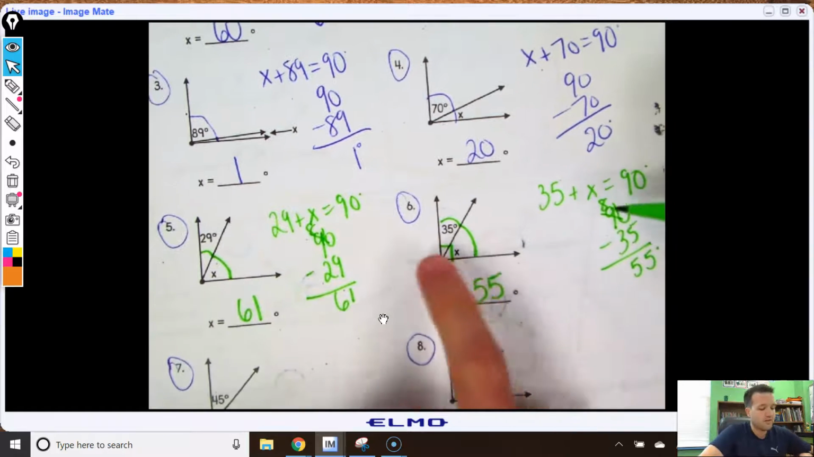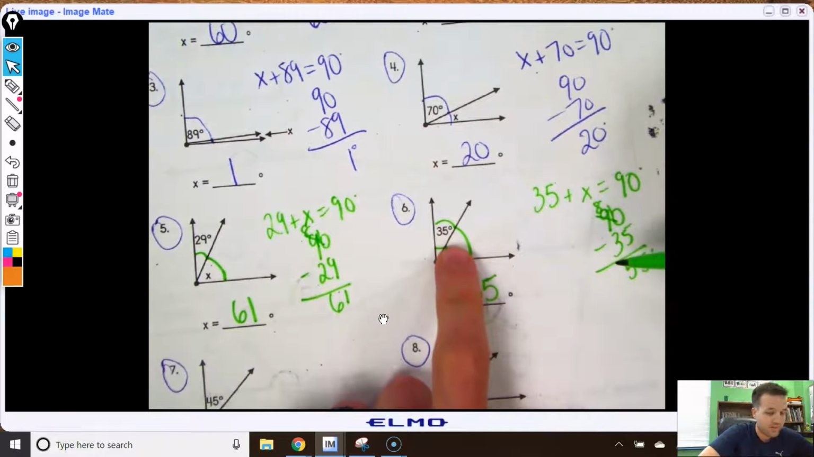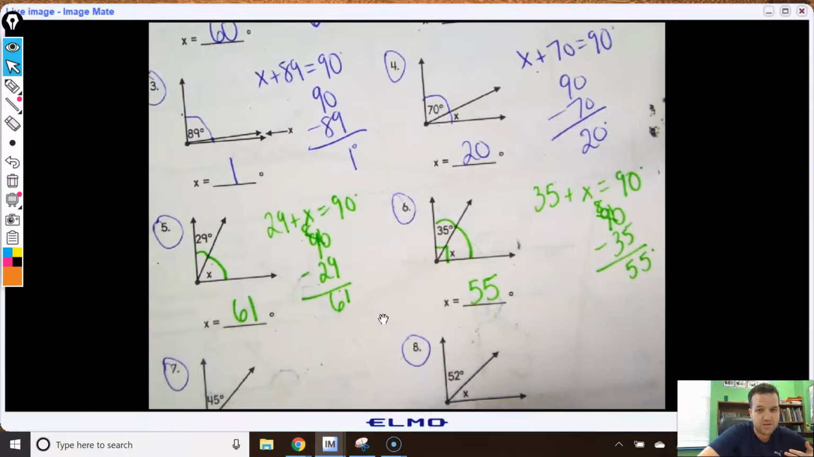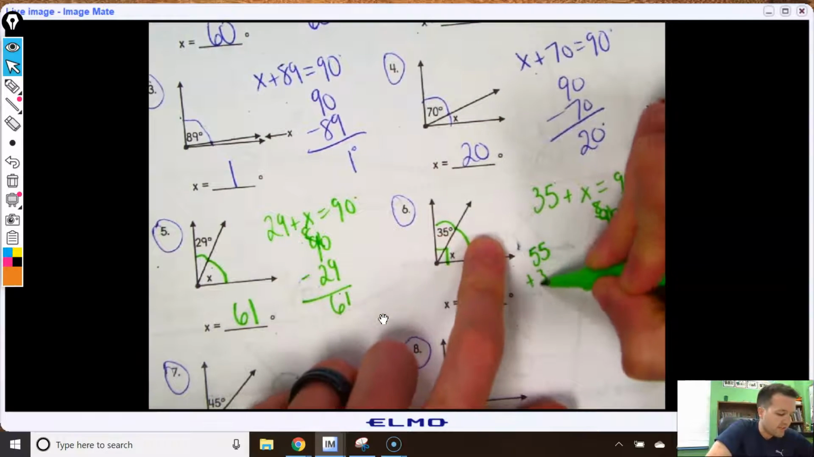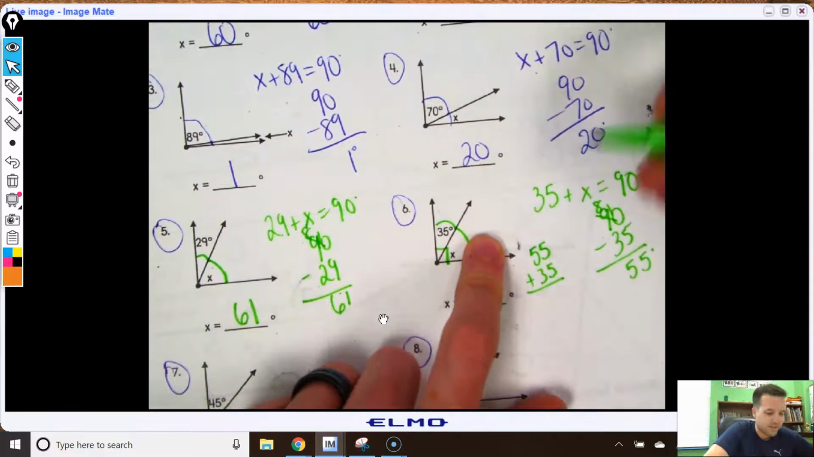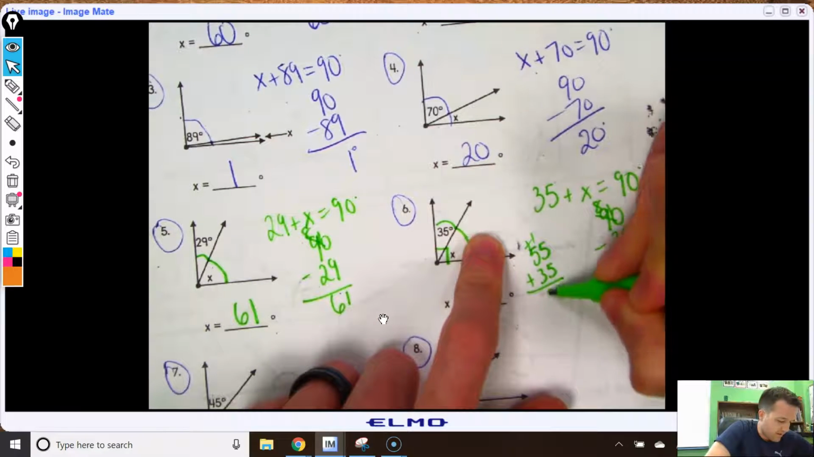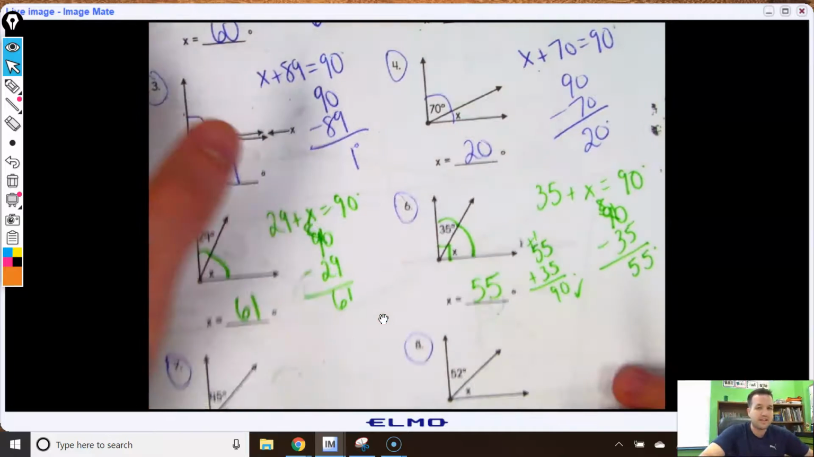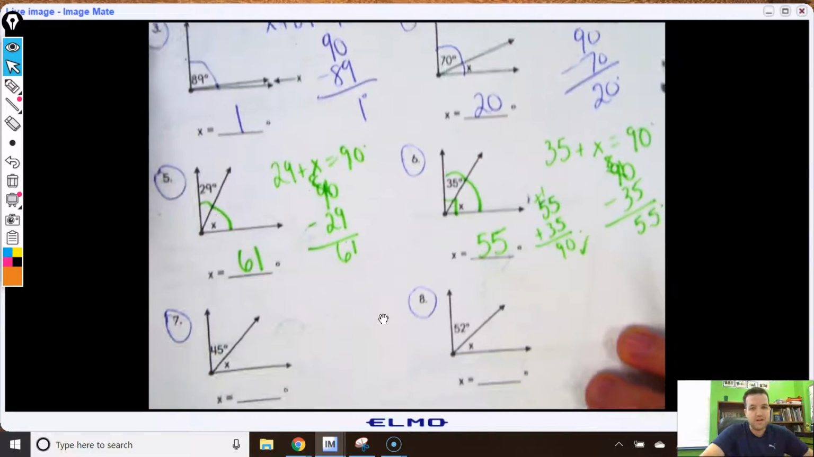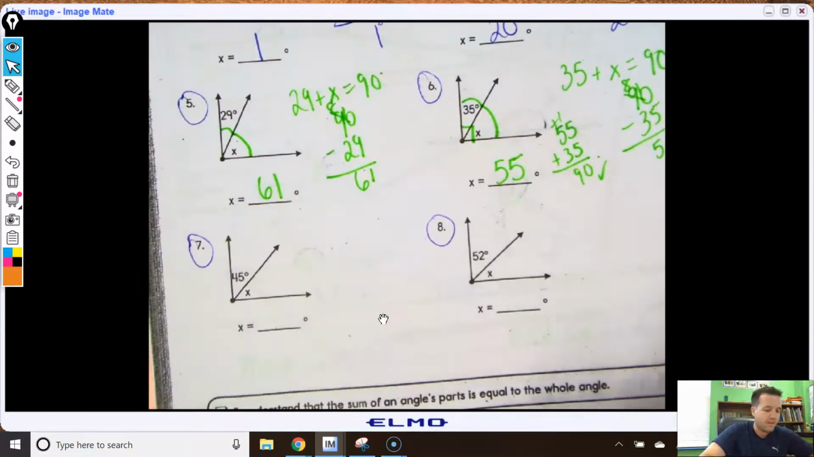And what you can also do, if you're really trying to double check your math, because addition and subtraction are inverse operations, you can literally do, well, let me double check. 55 plus 35, does that give me 90 degrees? Bada bing, bada boom. Yes, it does. I know I'm right, right? So you can literally just ace worksheets because you know for a fact if you're right or wrong.